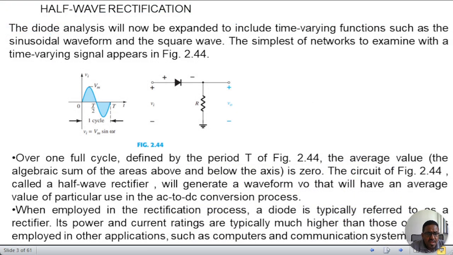The diode analysis will now be expanded to include time-varying functions such as the sinusoidal waveform and square wave. The simplest network to examine with a time-varying signal appears in Figure 2.44. Over one full cycle defined by the period, the average value, the algebraic sum of the area above and below the axis, is zero. The circuit of Figure 2.44, called a half-wave rectifier, will generate a waveform Vout that will have a nonzero average value in the AC to DC conversion process. So let's see the analysis one by one.